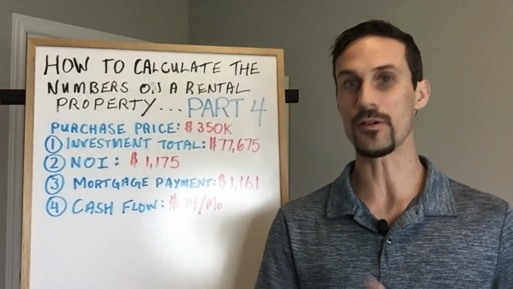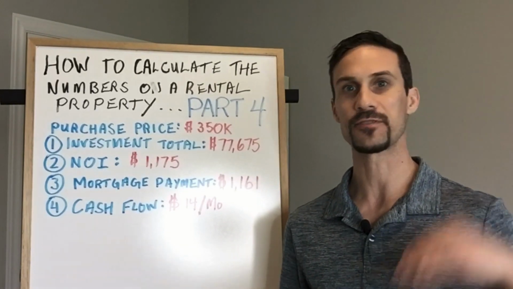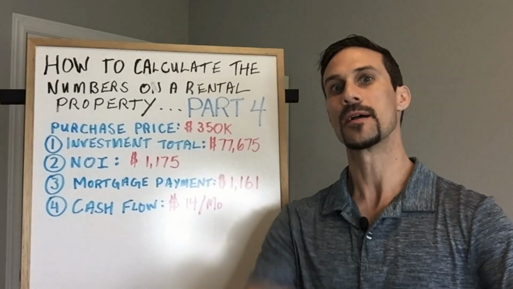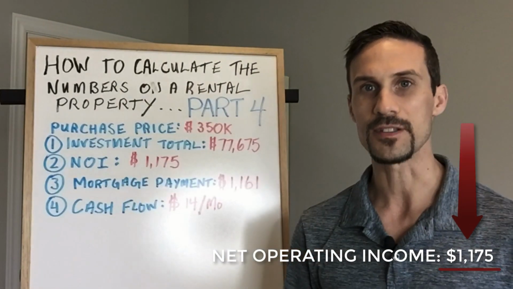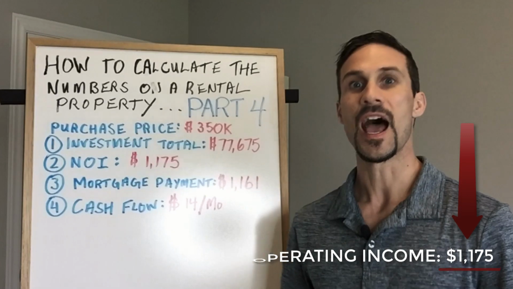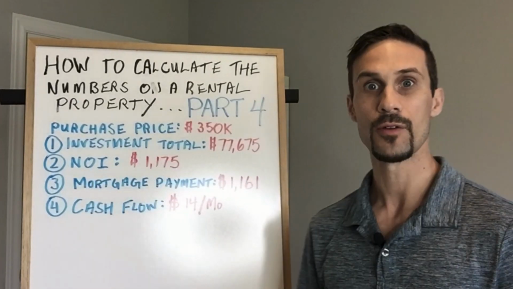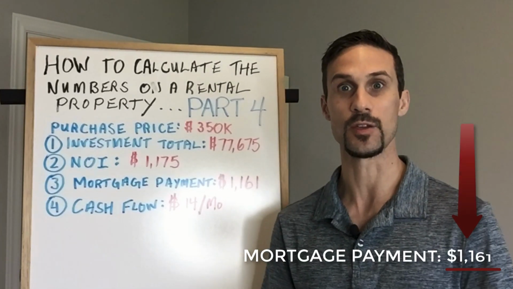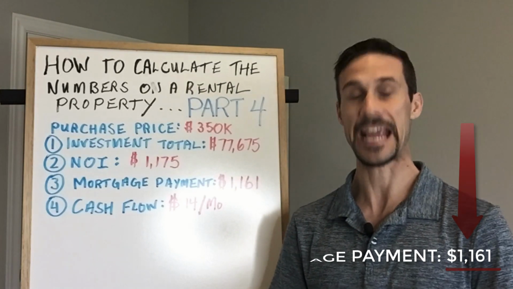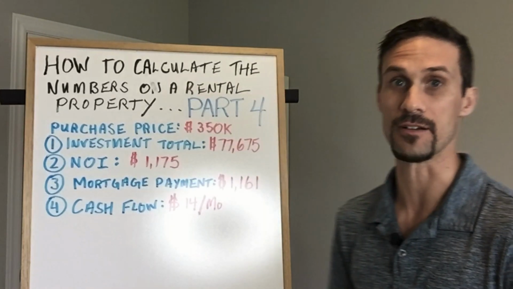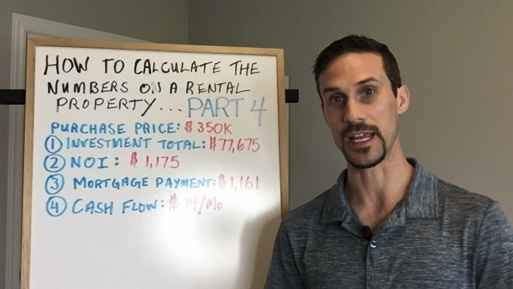In the second video, part number 2, we went over the NOI, our net operating income, which after we have revenue coming in, the income minus expenses minus vacancy, we came up with this number, $1,175. And then in part number 3, last week we went into what was the mortgage payment, which we came up with $1,161 to service the mortgage we'd have, which was $280,000 on a $350,000 purchase, 20% down. We talked about the loan to value at 80%.